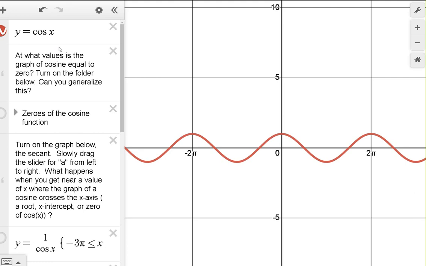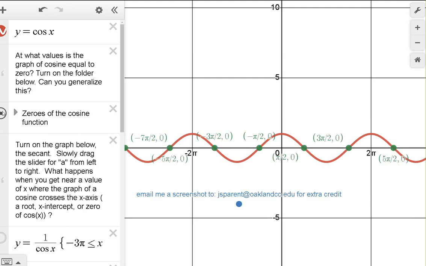There's actually kind of a pattern to this, and I would suggest that you memorize these two patterns. Where does cosine equal 0 and where does sine equal 0? So you should be able to see it on the graph, and if it's not clear enough, then maybe click this button right here.